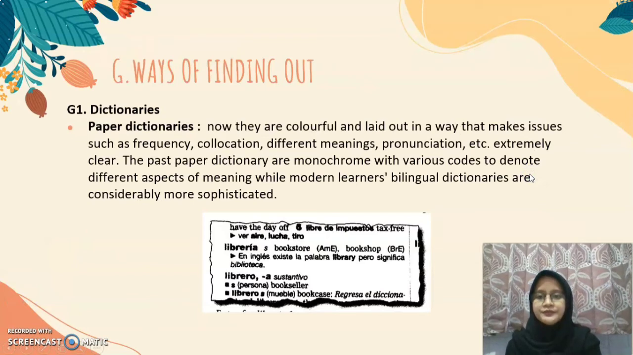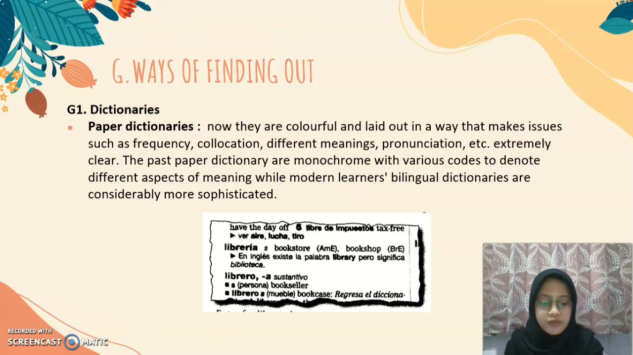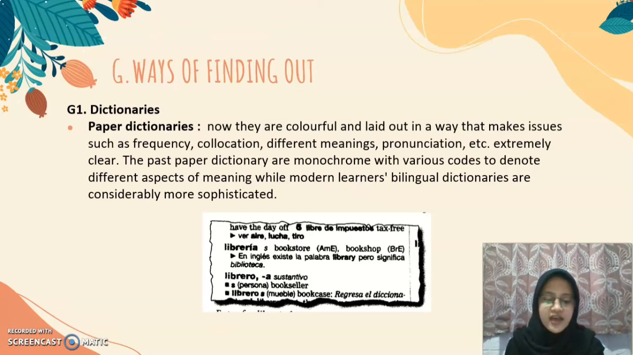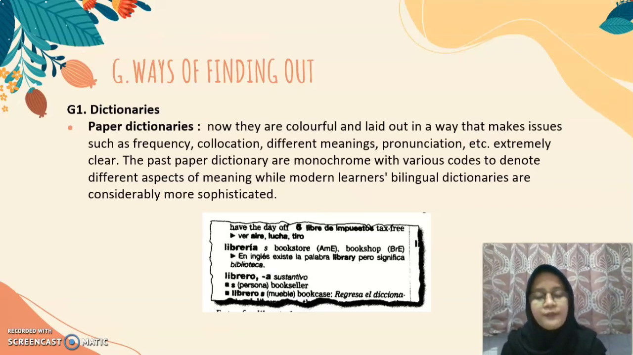And then the next topic is ways of finding out. The first is dictionaries. Students or we can access dictionaries in book form, on CD-ROMs, using small electronic handsets, and on the web. Okay, let's take a look at this in turn. The first is paper dictionaries.